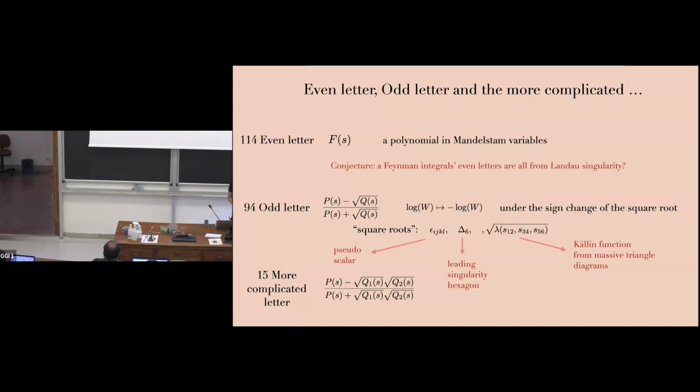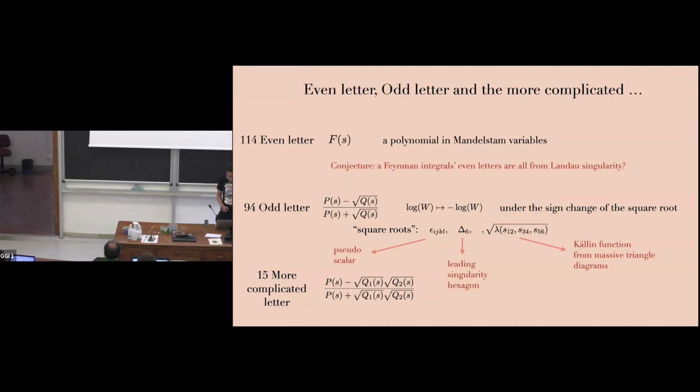I will show that. The more complicated thing would be the odd letters. So this is the odd letter with this up style, down style: this kind of square root will change sign. After changing the sign, the log will change sign under the sign change of the square root. So square roots really means this kind of set of scales, 16 of them. And also we have this Delta 6, which is from the last integral. We call it the leading singularity of the hexagon integral. And also we have some Gram functions from the massive triangle sub-diagrams.